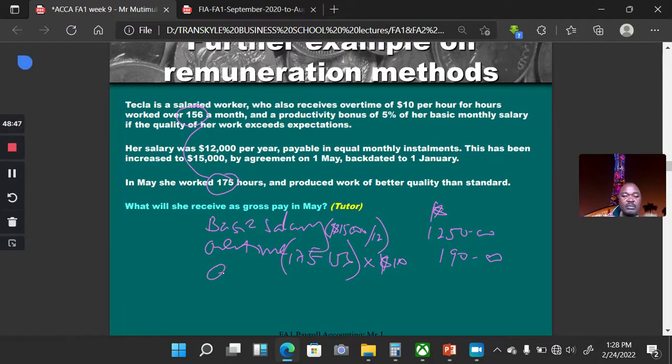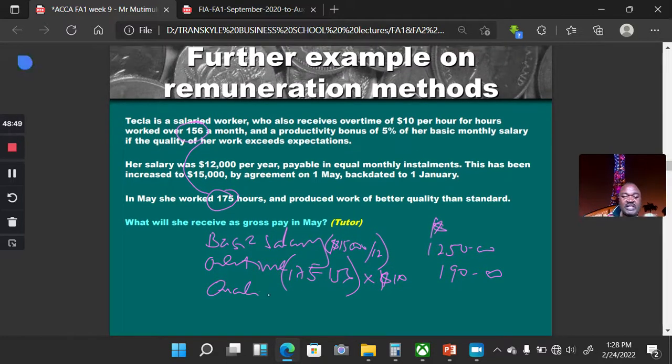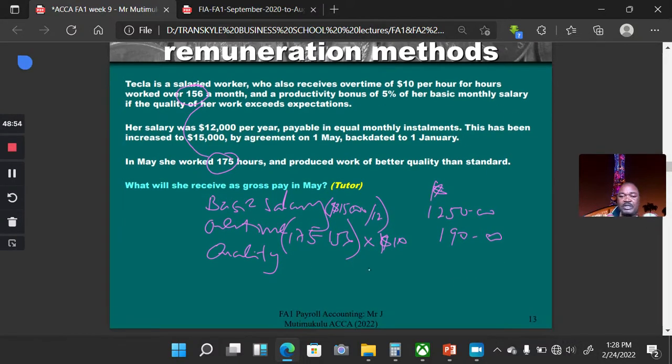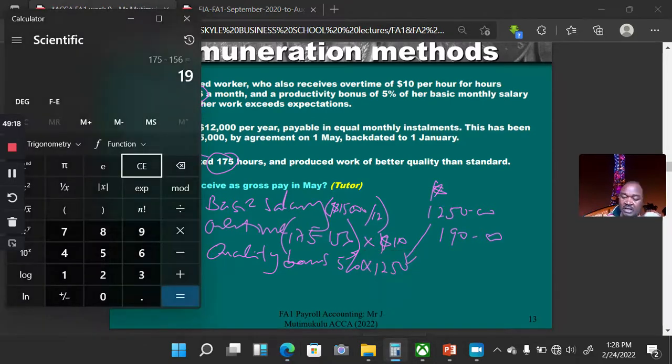Now the quality bonus, because she's also entitled, if she produces good work, to a particular bonus, the quality bonus. Okay, the quality bonus is based on 5% of her basic monthly salary if the quality is good. So 5% of 1,250. This is the 1,250 we are talking about. So 5% of that figure is how much? 1,250 multiplied by 5%. That's $62.50.